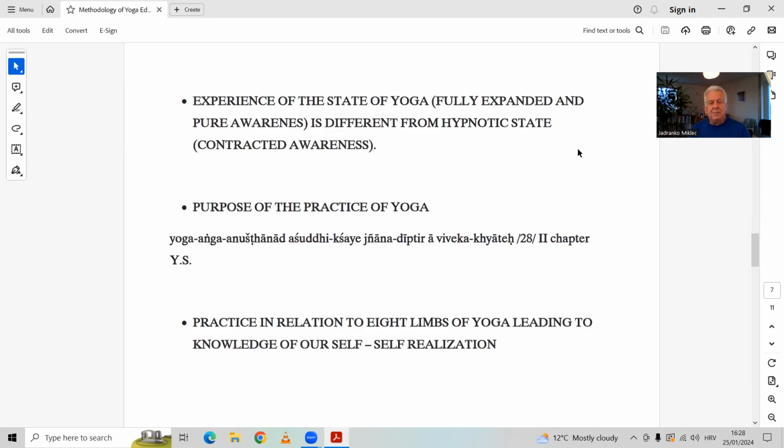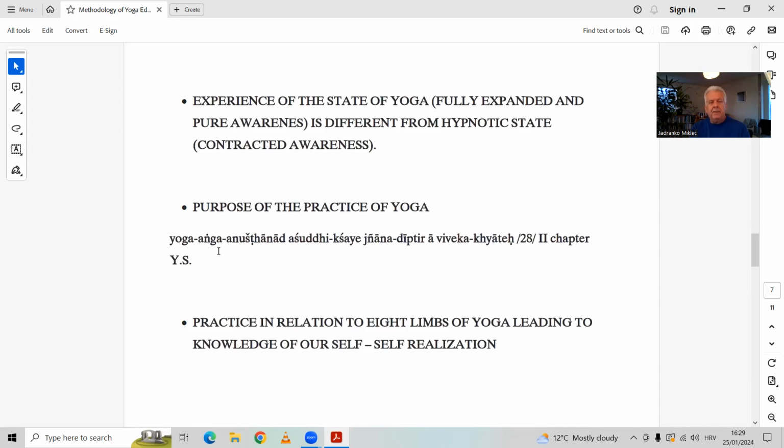And this is expressed here: Jnana Diptir Aviveka Kyatehe. Then when you purify, when you remove impurities, naturally the light of the internal knowledge will be shining, and you will see reality as it is of your own life. You will get self-realization, and you will be able to see the reality of everything existing around you and your connection with the surroundings. So the complete knowledge of life.